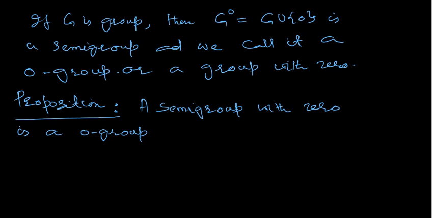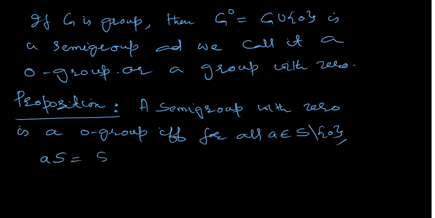A semigroup with zero is a zero group if and only if for all A belonging to S minus 0, because S is a semigroup with 0, that is, for every non-zero element A of S, we have AS is equal to S and SA is equal to S.